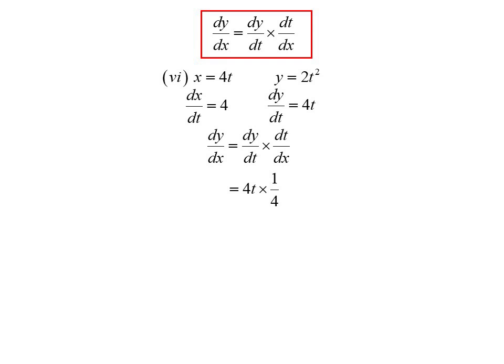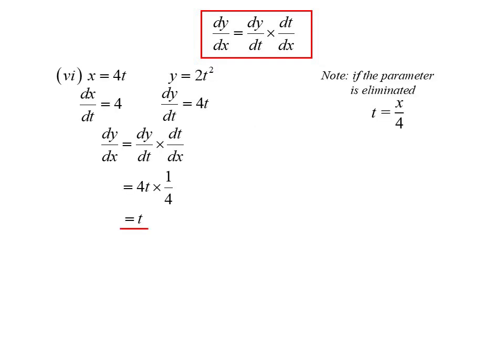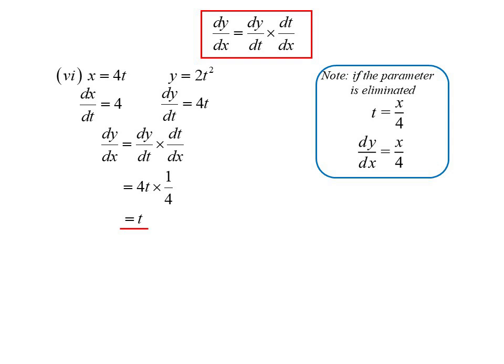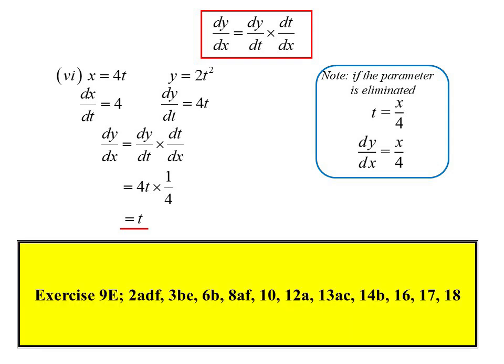4t times a quarter, t is my answer. Okay, it's in terms of the parameter, but that is the derivative. If I wanted it in terms of y of x, then all right, t is x on 4, there's my derivative. dy/dx is x on 4. Okay, let's add that exciting one into the mix.